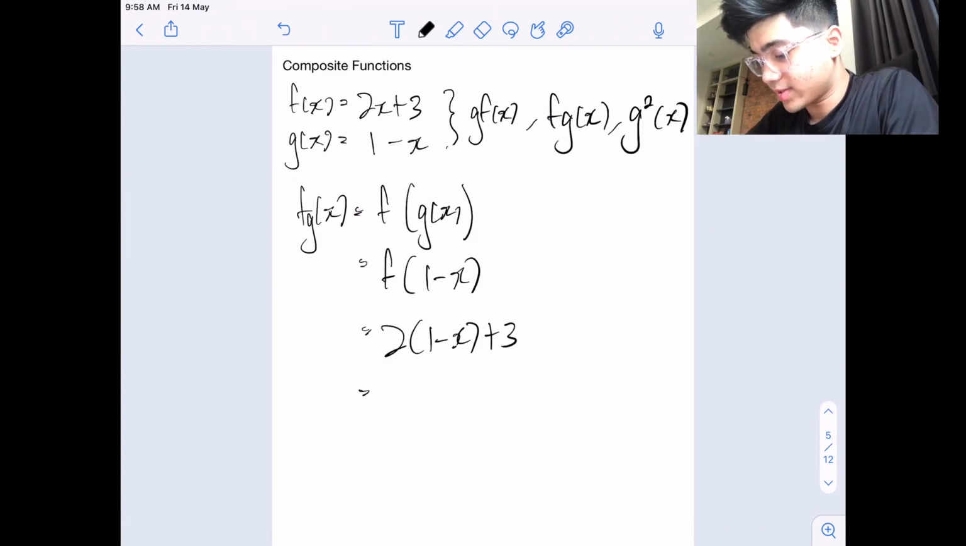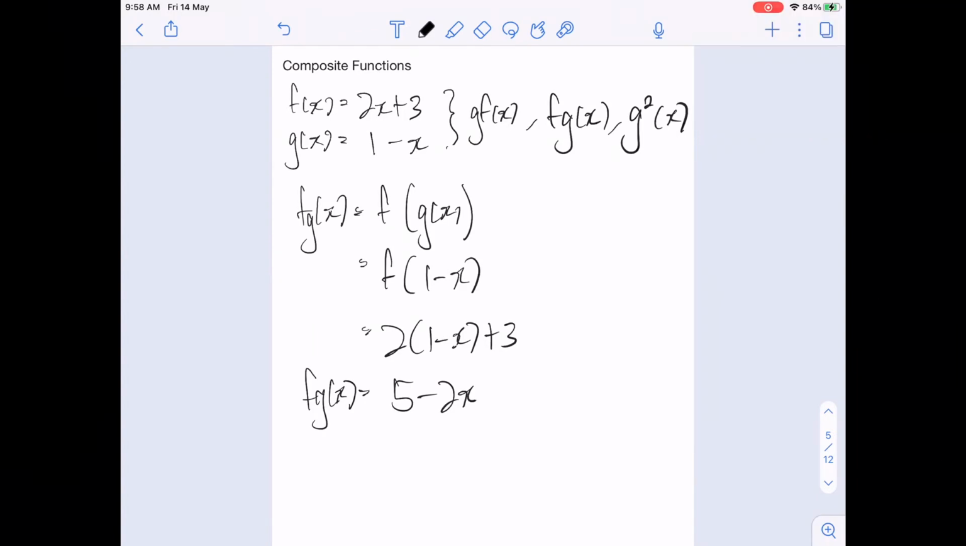So if I expand this, I would actually get 2 minus 2x. I get 5 minus 2x. And that is exactly what function fg is, all right?